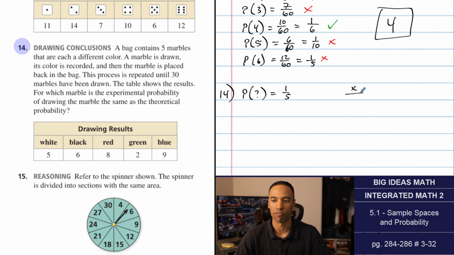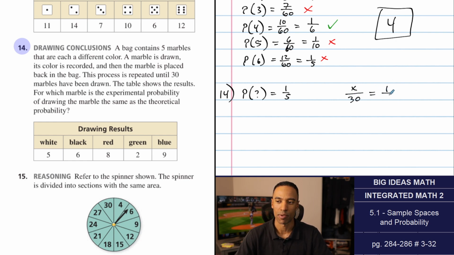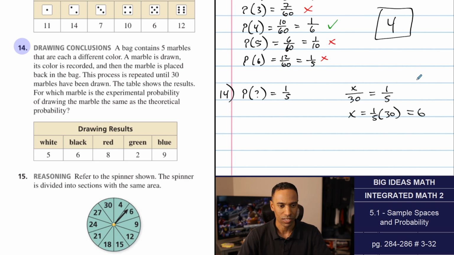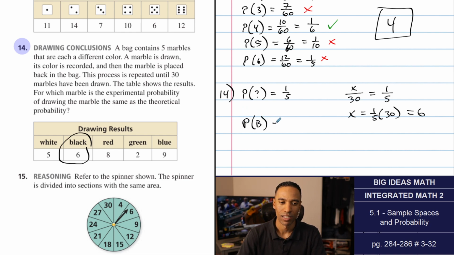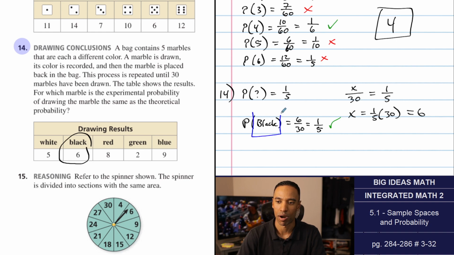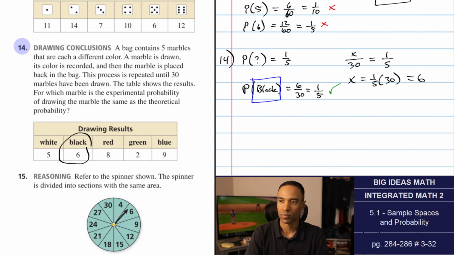So listen, I'm going to do this a different way this time. What divided by 30 is the same as 1/5? If you multiply both sides by 30, we're taking 1/5 of 30 to get 6. Which one gives you 6? It looks like it's black. Black gives you 6. So the probability of black is, I should write black, because there's blue. Probability of black is 6 out of 30, which is 1/5. That's the one that works, so it is black. Did I have to show that part right there? Probably not. But black is the answer.